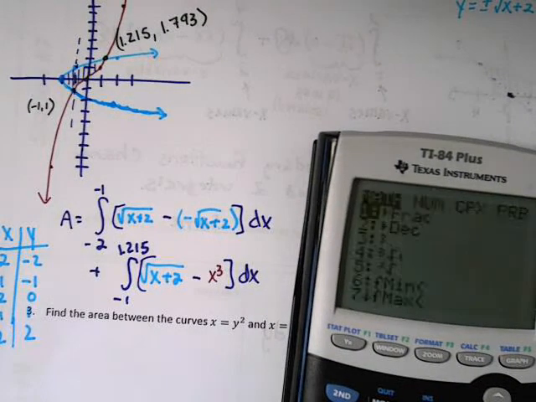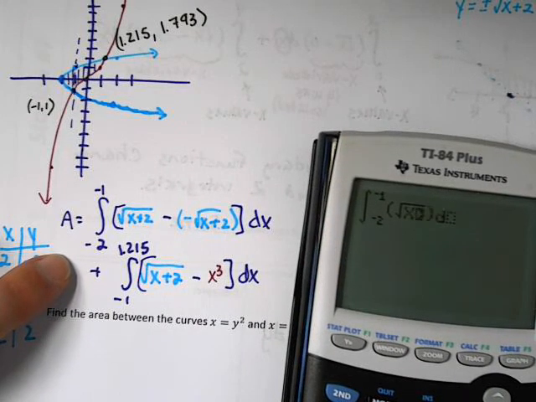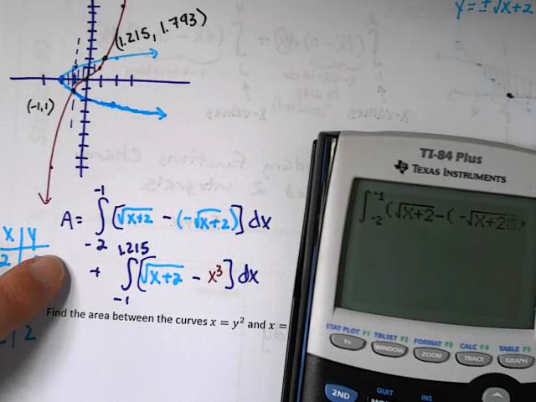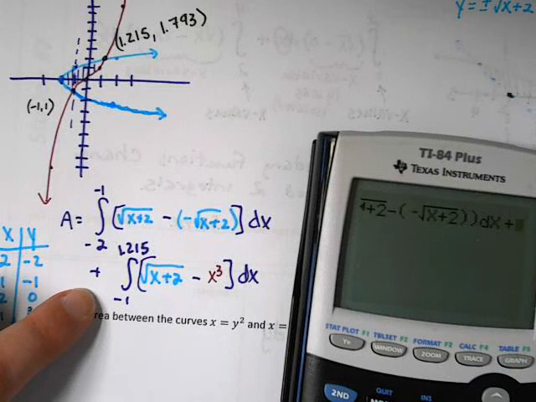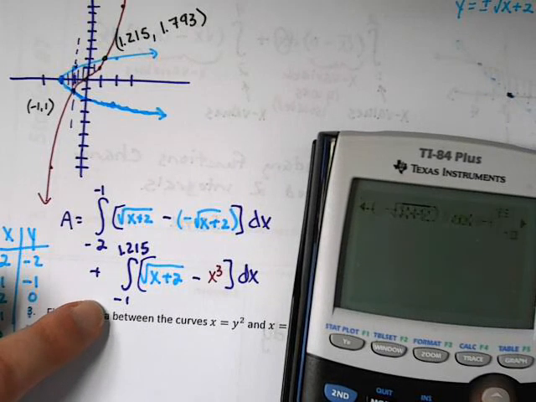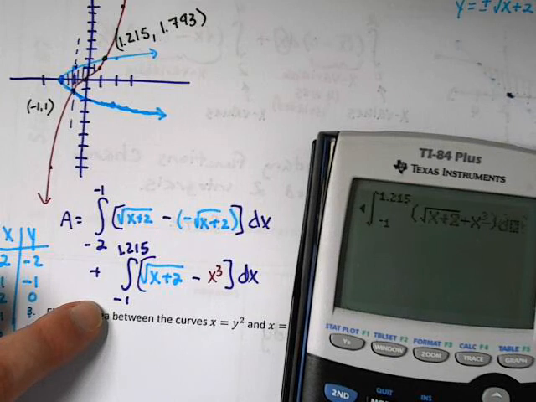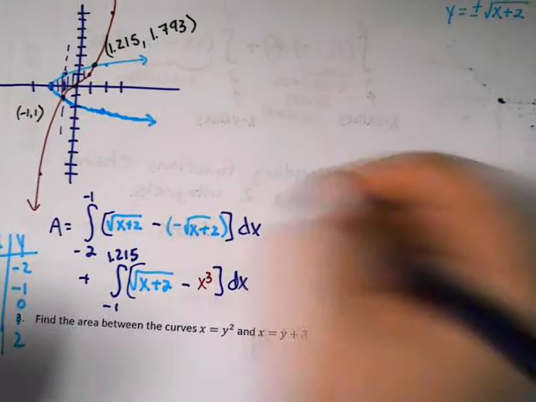So Math 9, -2 to -1, the square root of x plus 2 minus the negative square root of x plus 2 dx, and then plus Math 9 again, from -1 to 1.215, square root of x plus 2 minus x cubed dx. And hopefully I plugged that in correctly. 4.215 would be our answer here.